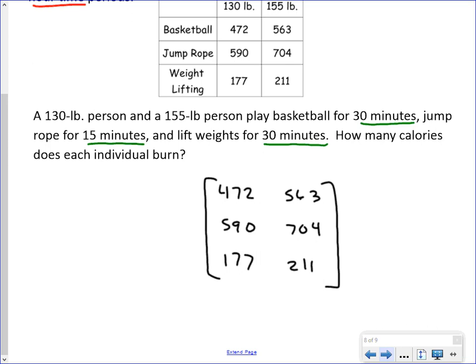What if they only play for half an hour? How would you calculate their calorie rate? Multiply by 1/2, divide by 2, right? So if we're only playing for 30 minutes, that's 30 of 60 or 1/2. 15 would be just 1/4 of the calories get burned, and then this 30 would be another 1/2. So do you think you want to add, subtract, or multiply some matrices? Multiply. You guys told me you'd multiply 472 by 1/2, right?